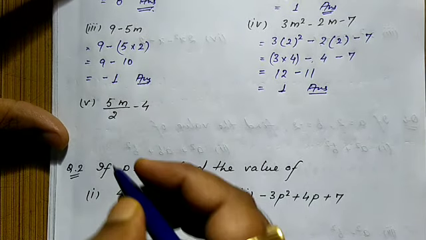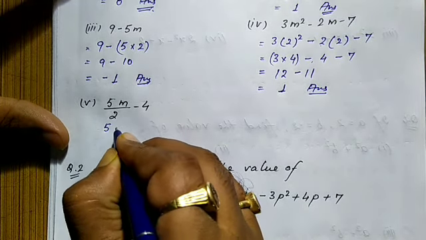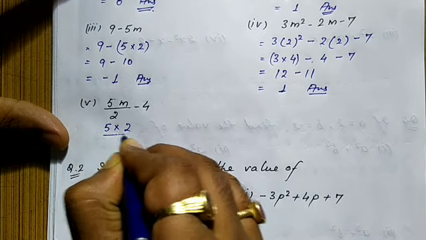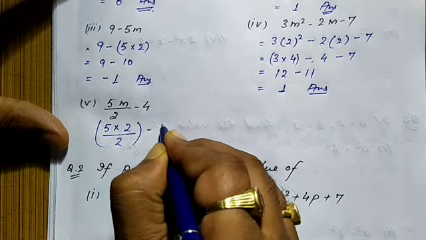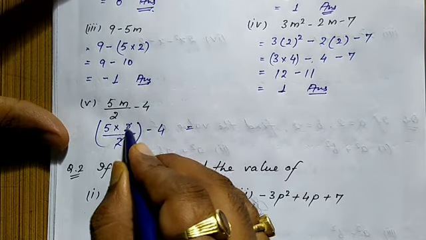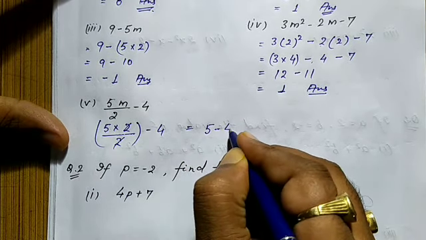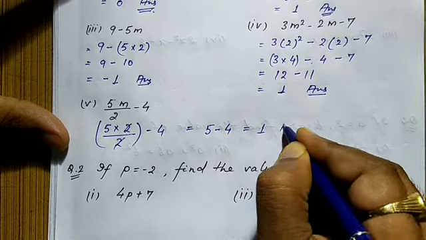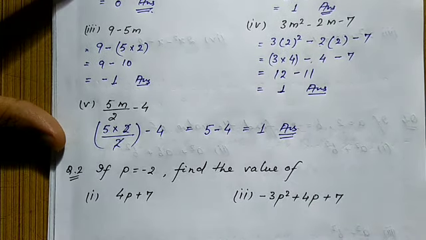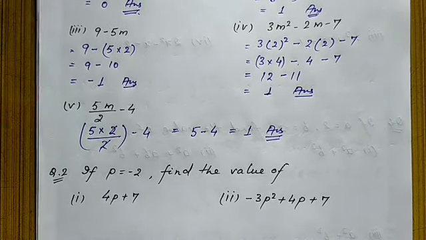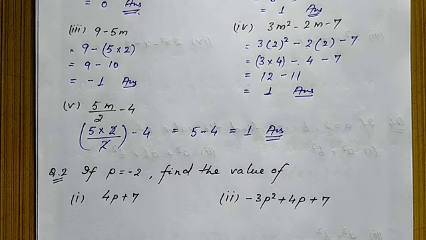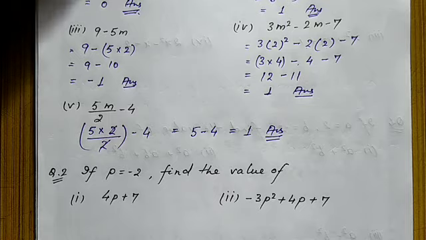Last part, 5 into 2 upon 2 minus 4, this is equal to 2 cancel, 5 minus 4, it will become 1. Okay, so the answer is 1. Okay, everyone understand the whole exercise, you have to do only this much. Only you have to put the value of the variables and find the value of the expression. Okay, come to the next part.